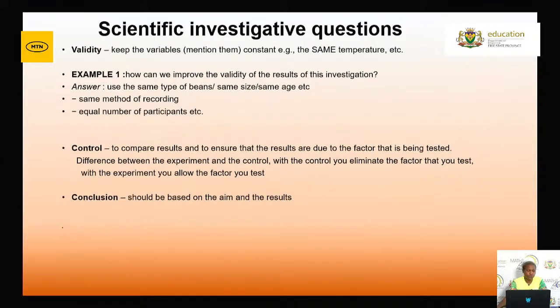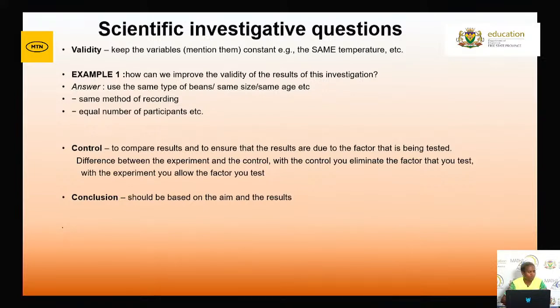So now we move to validity. With validity, we keep the variables, and again you have to mention them as constant or the same. Remember the same temperature, same size of plant, same type, same age. And then it has to do with what? With validity. And then I also have an example here.